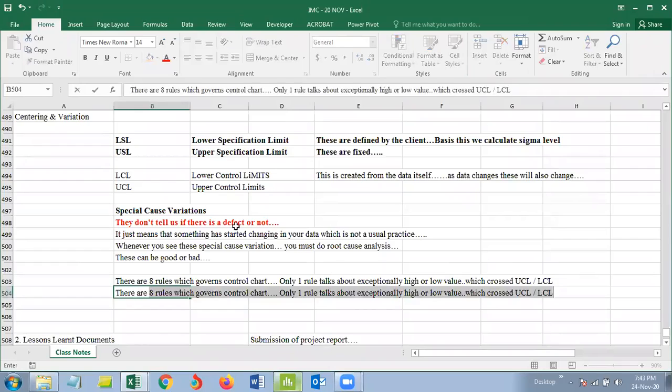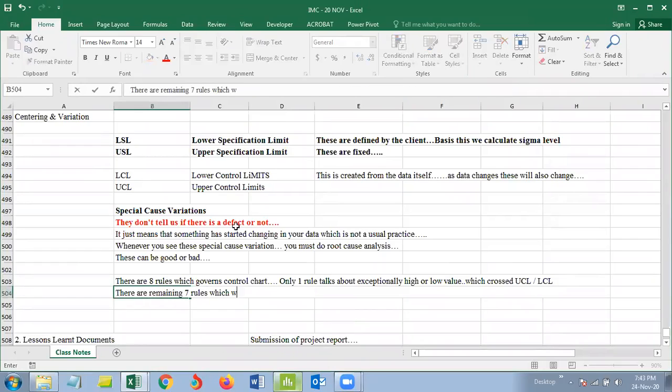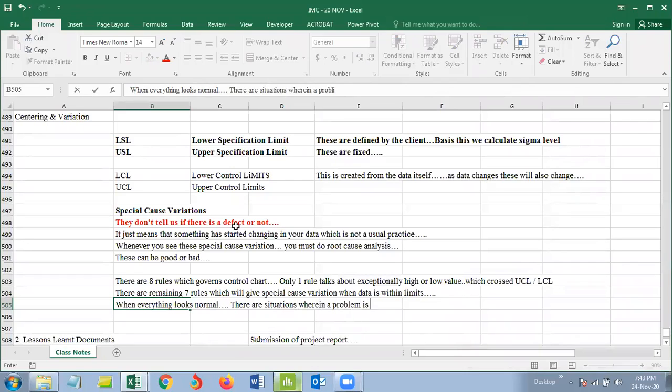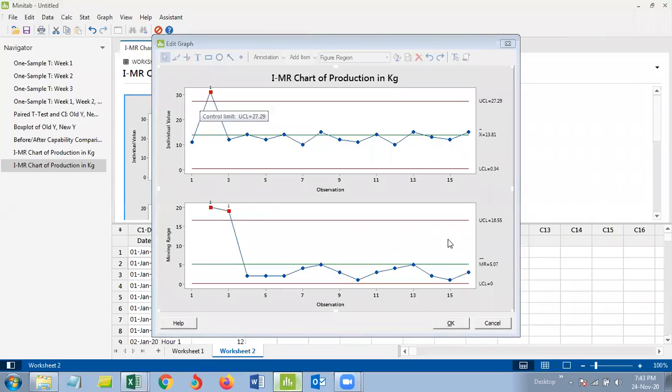There are the remaining 7 rules, which will give special cause variation when data is within limits. When everything looks normal, there are situations wherein a problem is in the making. All the data points are absolutely within the limits. When a data point crosses the limits, we all understand. But when the data is well within the upper limit and lower limit, you will still see red dots. That is why control charts are special.